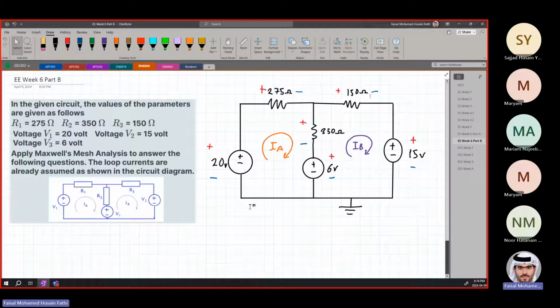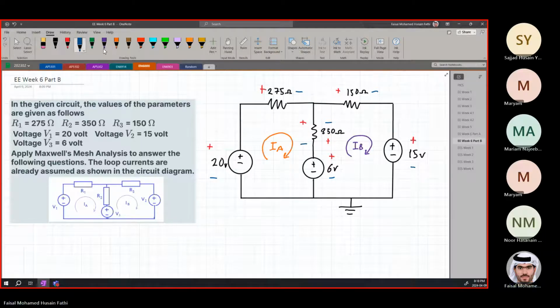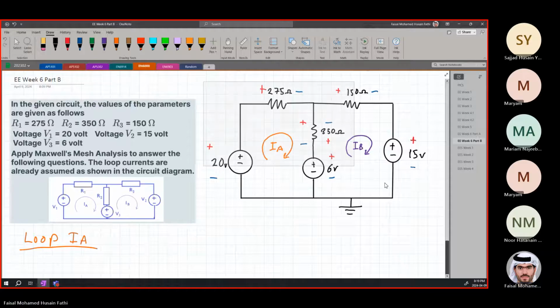Now we just have to apply the KVL, Kirchhoff's voltage rule. So for the first loop, before that, here this is going to be plus and minus in the case of loop B. I'm going to draw it from now so there's no confusion. If we are going to look at loop IB, the plus and minus is going to be in the opposite direction. Now, let us start analysis for loop A. So loop IA, this is going to be our first.